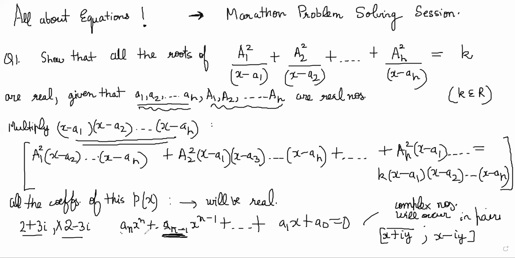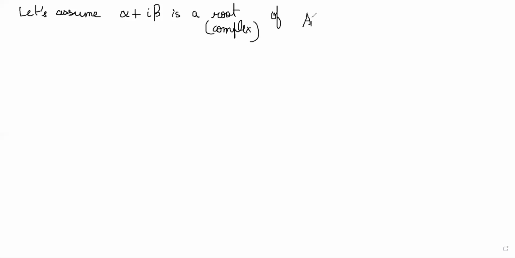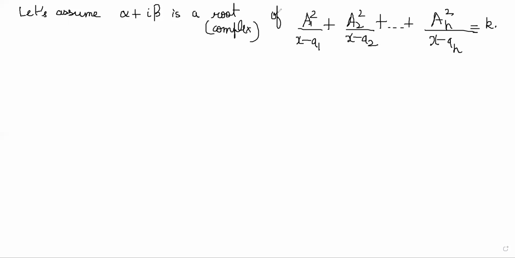We'll use this theorem and prove by contradiction. Let's see how we will do that. Let's assume that alpha plus i beta is a root, a complex root, of the equation given to us. The equation given, we'll write in the original form itself. So this is my equation, plus ah square by x minus ah is equal to k. If this is a root, we are assuming the opposite, since we want to prove that all roots are real. So we are assuming the contradiction that there is a root like this. Therefore, by the theorem, we also know that alpha minus i beta is also a root of this equation.